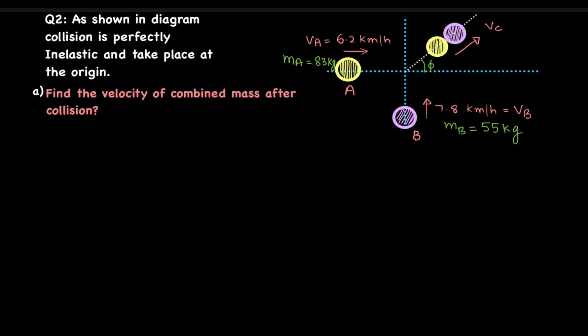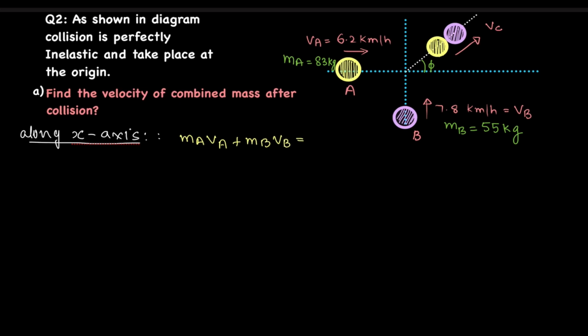So our first question is part A: find the velocity of combined mass after collision. So we need to calculate VC. With the help of conservation of linear momentum, we can write the answer. So write the conservation of linear momentum along the x-axis and y-axis. Along x-axis we can write MA VA along x-axis plus MB VB is equal to MA plus MB with common velocity and cos of phi.